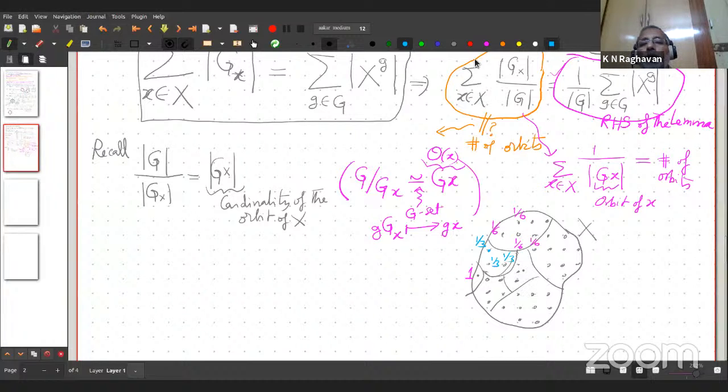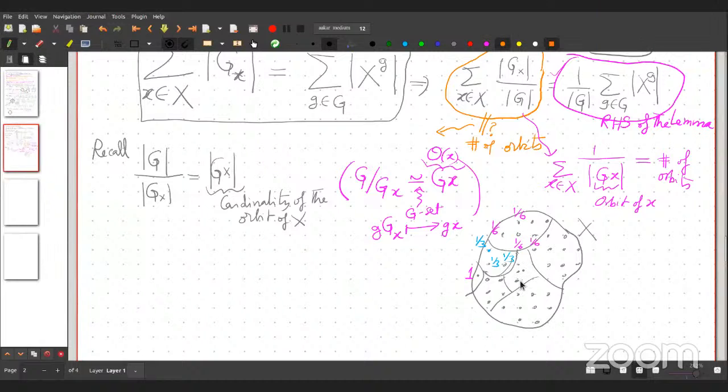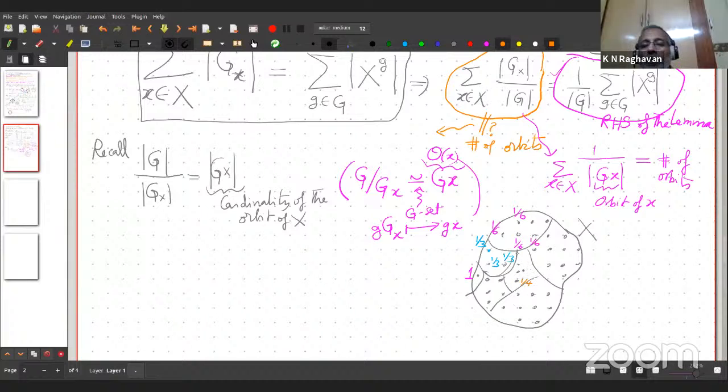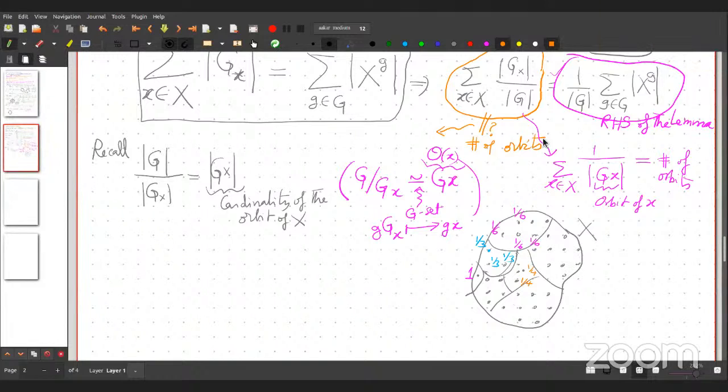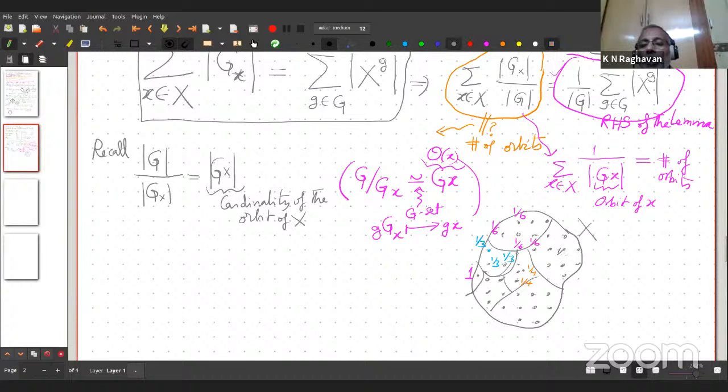I'll use a different color once again. Here, 1 by 4, 1 by 4. Very good. These all combine with 1 by 4. What are the weights of these? So let's count. 4, 3, 7, 8, plus 2, 10. So each one of these comes with 1 upon 10. Each one of them has weight 1 upon 10.